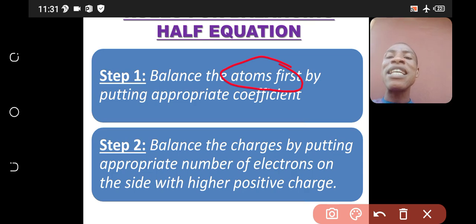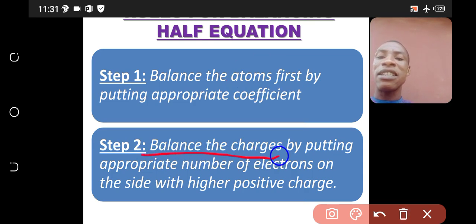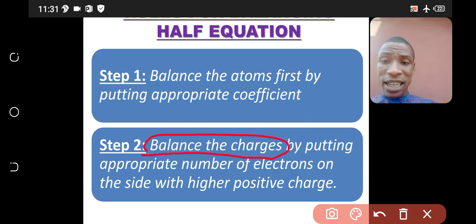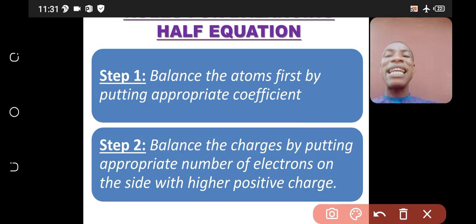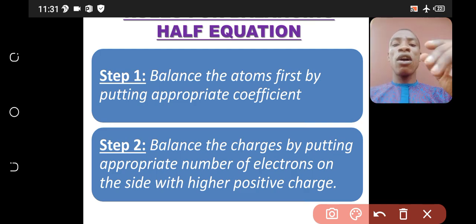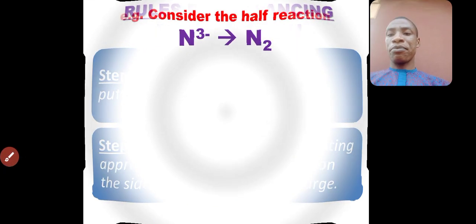Then you balance the charges next. You balance the charges by putting electrons on the side that has the higher charge. I will give you an example now. If the left hand side has a higher charge than the right hand side, you put the electrons on the left hand side. If the right hand side has a higher charge, you put the electrons on the right hand side to bring down the charge. Let's see an example here.